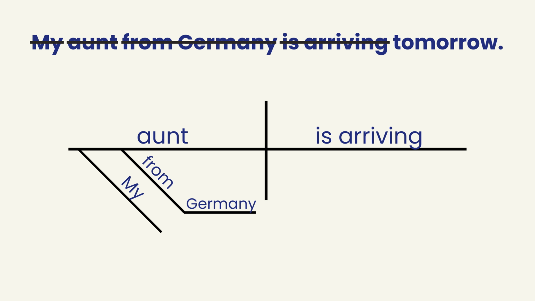What does it modify in the sentence? Alright, the word tomorrow is an adverb of time which modifies the verb phrase is arriving, and so it goes below on a slanted line. The diagrammed sentence is, my aunt from Germany is arriving tomorrow.